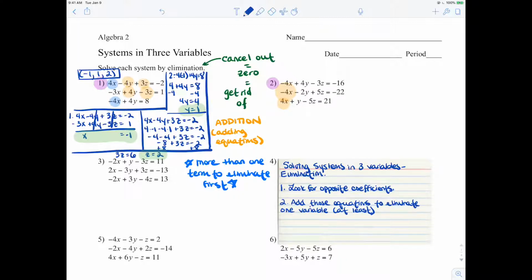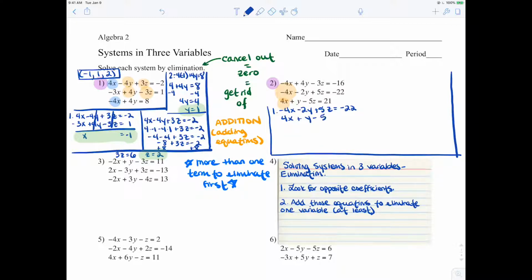So let's add these equations together. I'm going to mark off all of the space that I have to work with, all of this here. And I will add these two together as step number 1. Negative 4x minus 2y plus 5z equals negative 22, plus 4x plus y minus 5z equals 21.